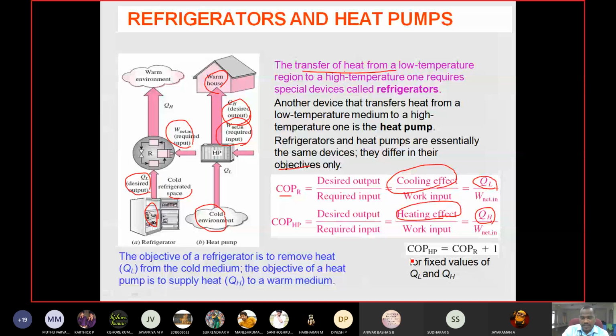In that case, we can compare the COP of both. The COP of a heat pump will be the COP of refrigeration plus 1. So for fixed values of QL and QH, the conditions applied, we can say the COP of HP is equal to the COP of refrigeration plus 1.